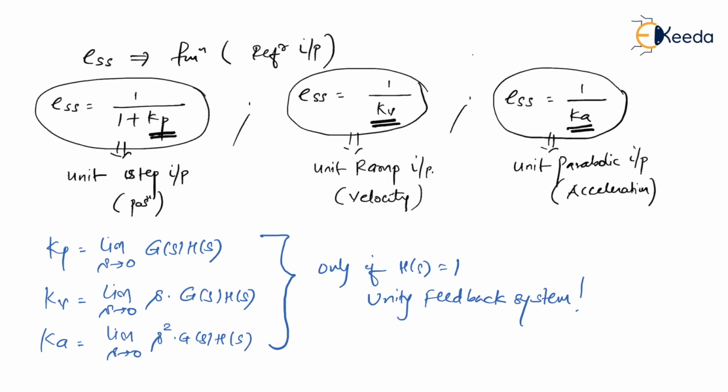I'm sure you have understood the dependency of a steady state error on the type of input, and also for every input we have seen how Kp, Kv, Ka formulas are calculated. So ESS in terms of Kp, Kv, Ka you can express only and only if there is a unity feedback system. Thank you.